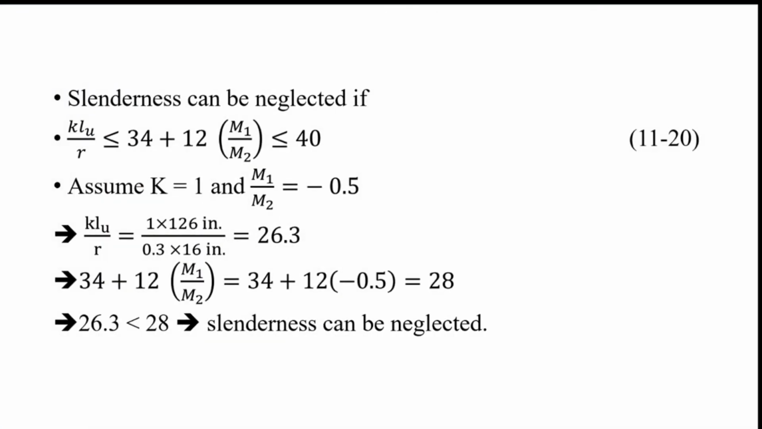Then check for slenderness. Slenderness can be neglected if K times Lu over r is less than 34 plus 12 times M1 over M2. Because this is a braced frame, assume K is equal to 1, and M1 over M2 equal minus 0.5. So, K times Lu over r is equal to 1 times 126 inches over 0.3 times 16 inches, equal to 26.3. And 34 plus 12 times M1 over M2 is equal to 28. Because 26.3 is less than 28, slenderness can be neglected.